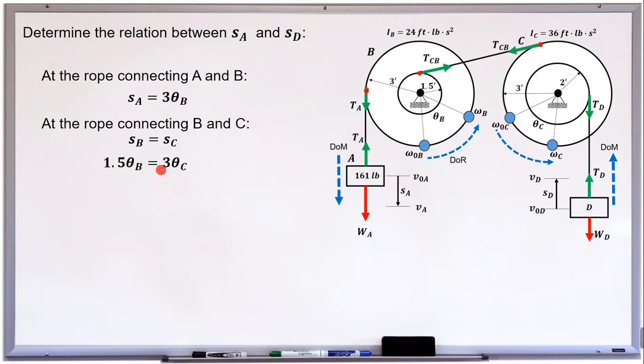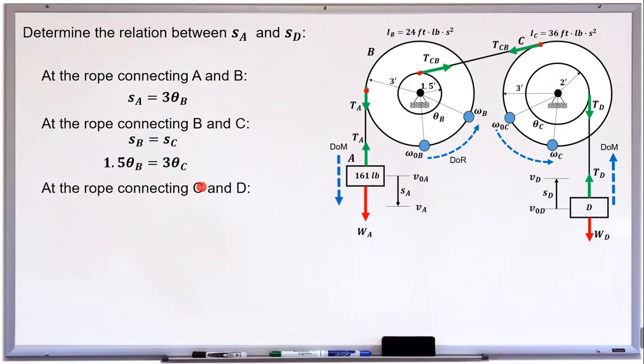So that is theta B. Then that is equal to the linear displacement of our particle at this point, that is equal to the radius, that's 3 feet. So the radius of this one multiplied by the angular displacement of our cylinder C.